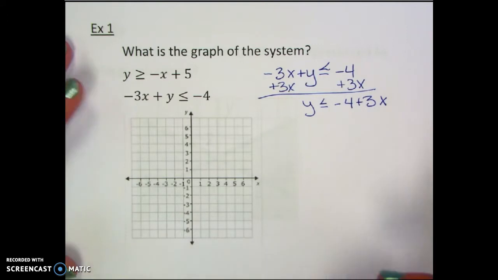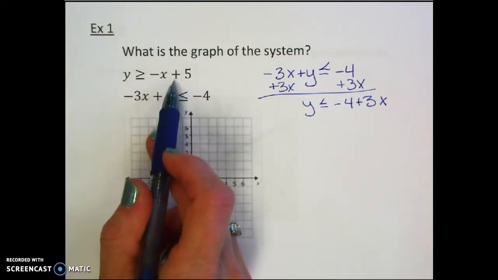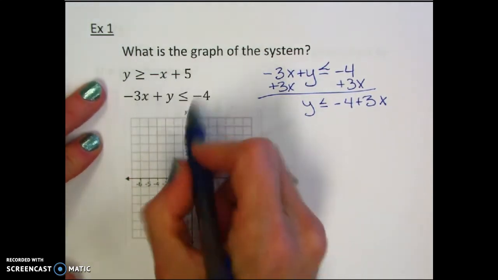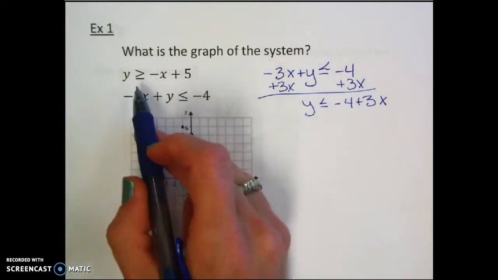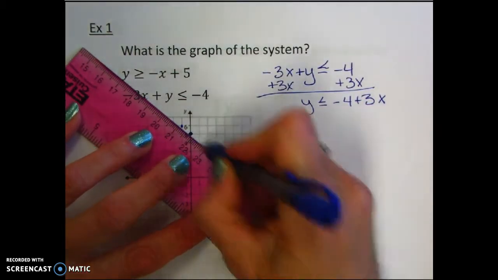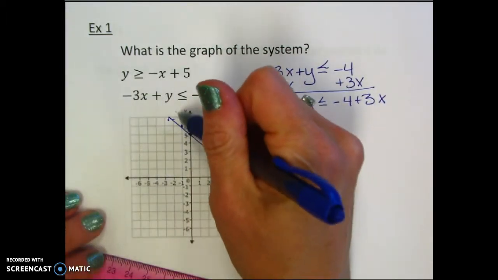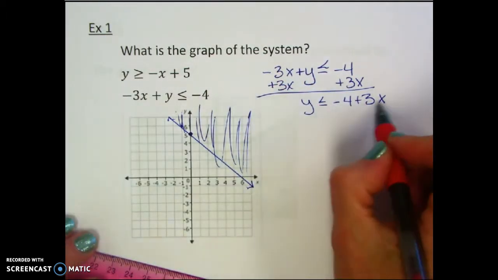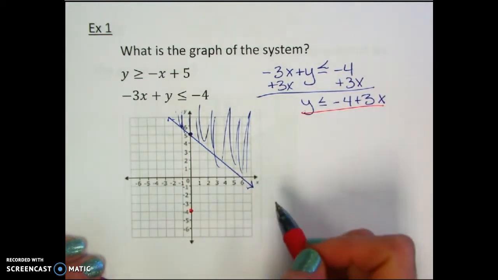You divide everything by 1 if you had to. All right, so graphing the first one here, our y-intercept is 5. Our slope is -1, so up 1 and over 1, or down 1 and over 1, to create this negative slope. It is equal to, so it's going to be a solid line. And then greater than would be above the line, so up in there.